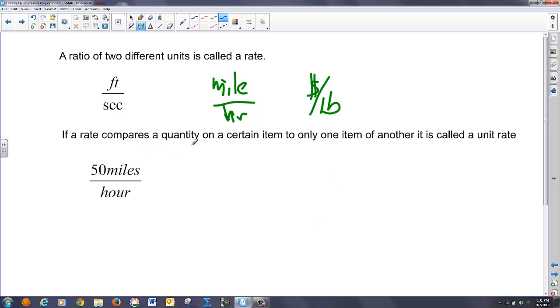And if a rate compares a quantity of a certain item to only one item of another, it's called a unit rate. So if I say 50 miles per hour, that means 50 miles in 1 unit of hour. So that's called a unit rate, if you will.